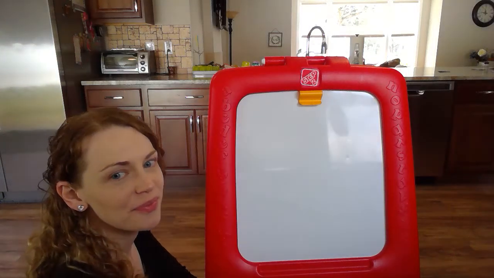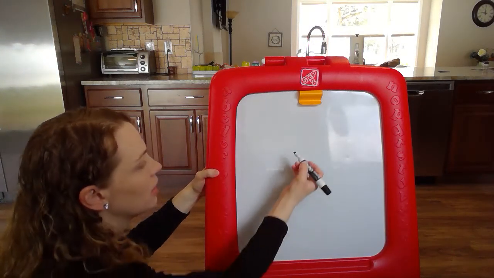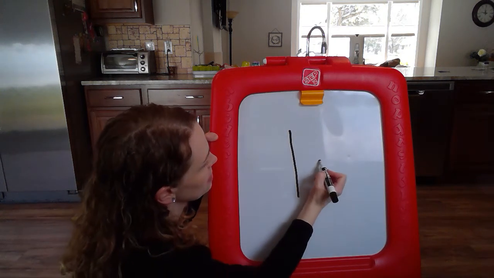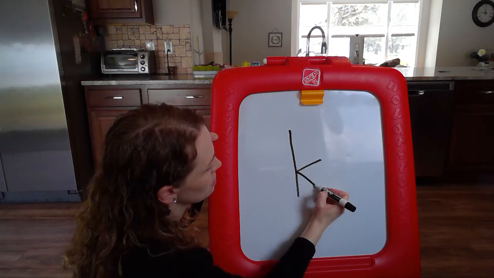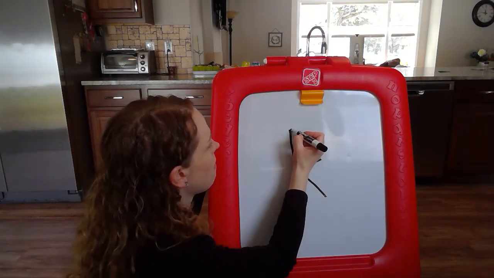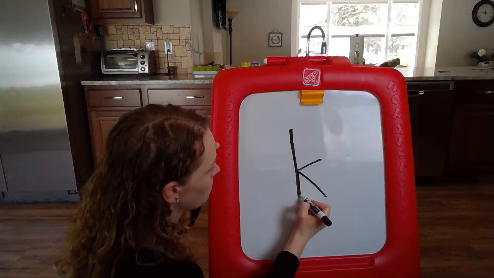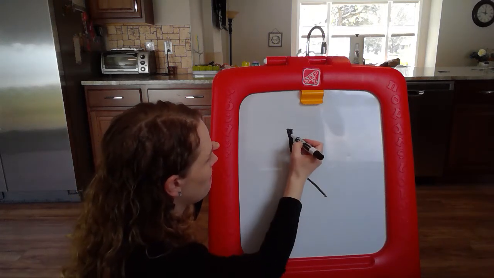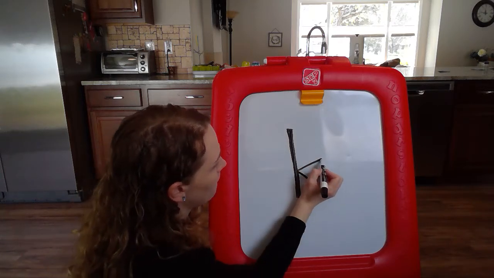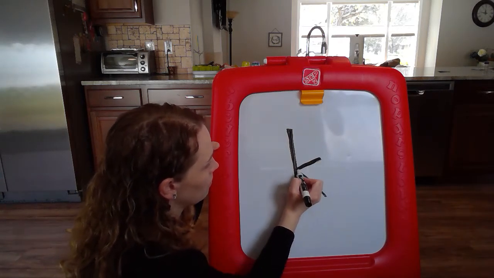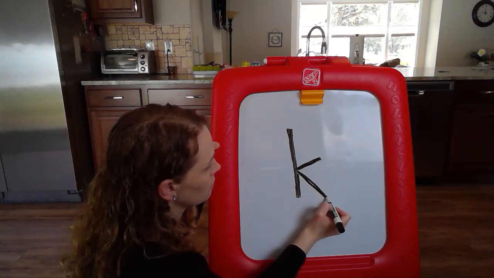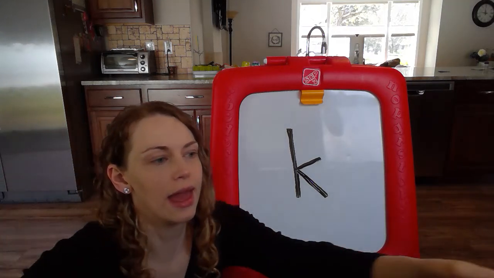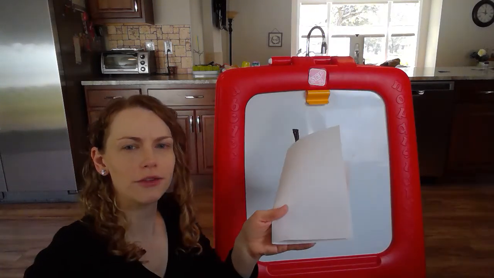So, K, we're going to make a big giant K. I'm going to make it nice and thick again, so you can see it really well. So you can draw that nice thick K on that other side of your paper.